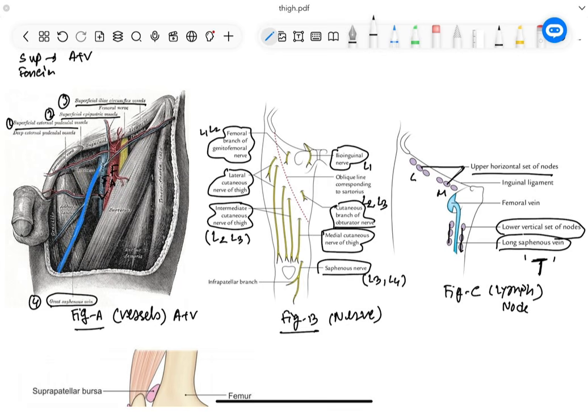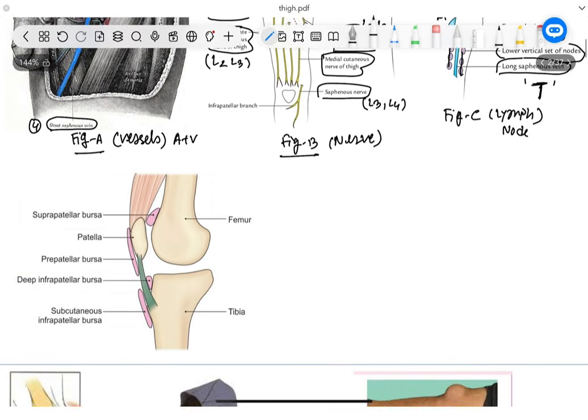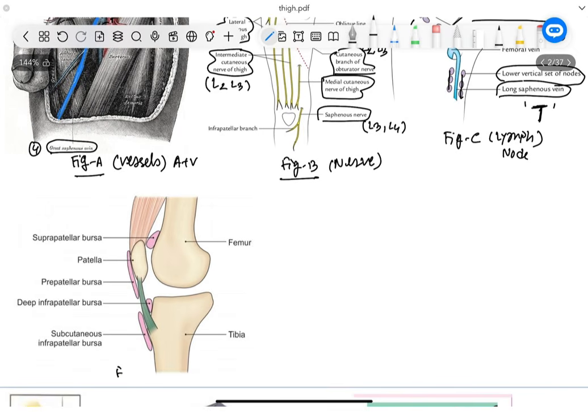Then we also get, on figure D, you can see there are some bursa. This bursa is also superficially placed. It is not exactly on the thigh, it is surrounding the knee joint area.